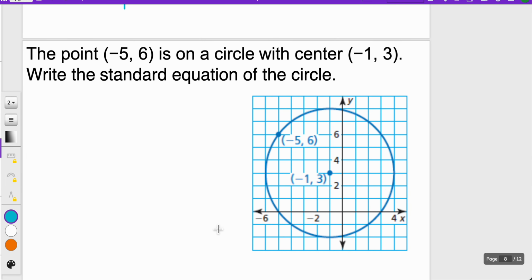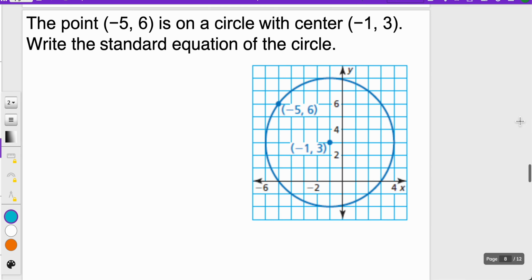Let's go ahead and try our next one. So this is when we're going to use a point on the circle and work backwards to find our distance between the points to get the radius. So we have our point -5, 6 on the circle, and then the center is -1, 3. First, in order to write the standard equation of the circle, we know my center is -1, 3, but what is my radius? That piece is missing.